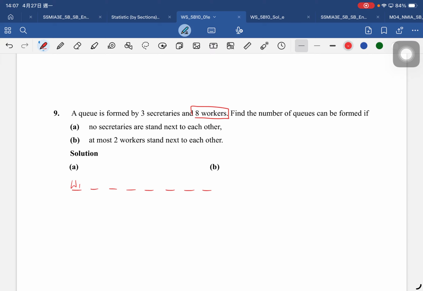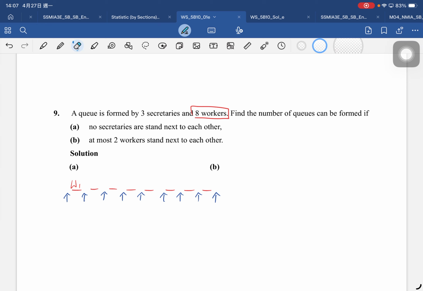Okay, suppose this is W1. I use the red one. And then since you need to separate the 3 secretaries, you place them in between the workers. So now there are a lot of places for them. Alright, now there are 9. You select any 3 and then arrange them.